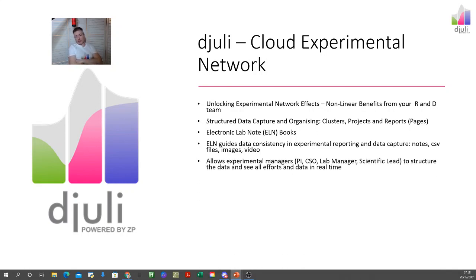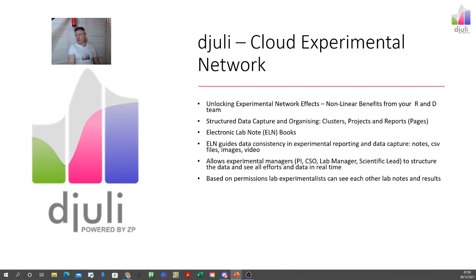What's really important about this djuli system is it allows the experimental owner, be it the principal investigator, the chief scientific officer, the lab manager, or the scientific lead, to structure how they would like the experiments compartmentalized. The experimental lead can decide on the cluster, decide on the projects, and then invite people into those clusters and projects, and then people can contribute into them. So you can strategically decide on the structure and then tactically have people contributing material into that structure.